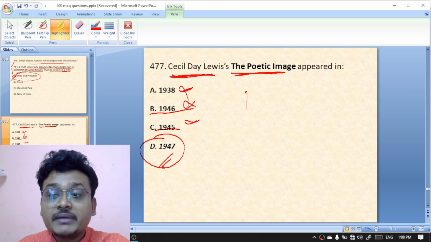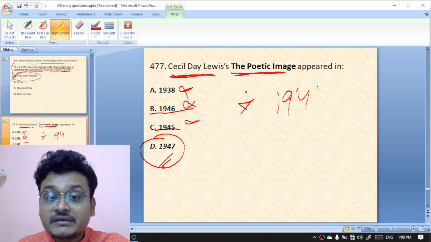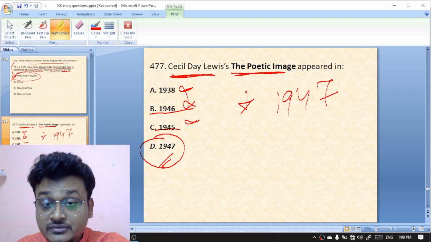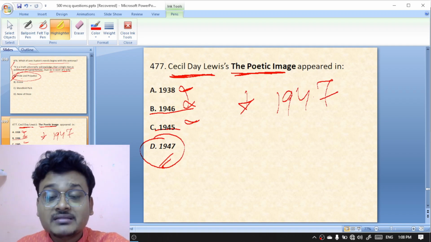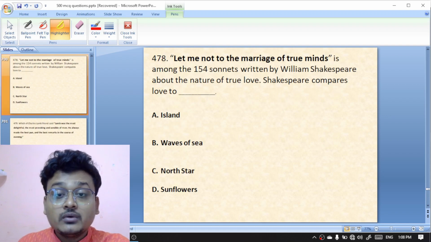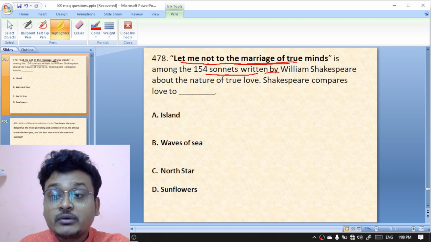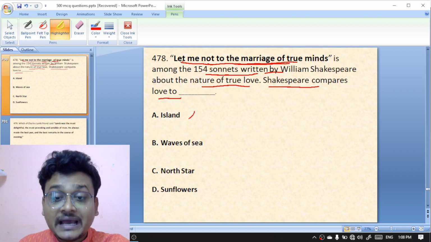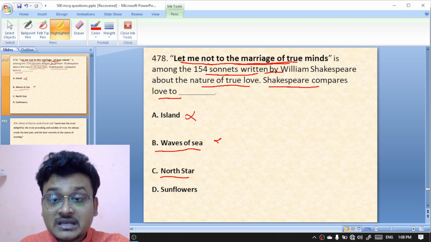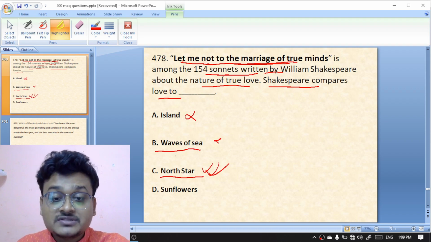The poetic image appeared in the year 1947 by Cecil Day-Lewis, one of the 1930s Auden group of poets. Okay, Let Me Not to the Marriage of True Minds is among 154 sonnets written by William Shakespeare about the nature of true love. Shakespeare compares love to the North Star. North Star is the right answer here.